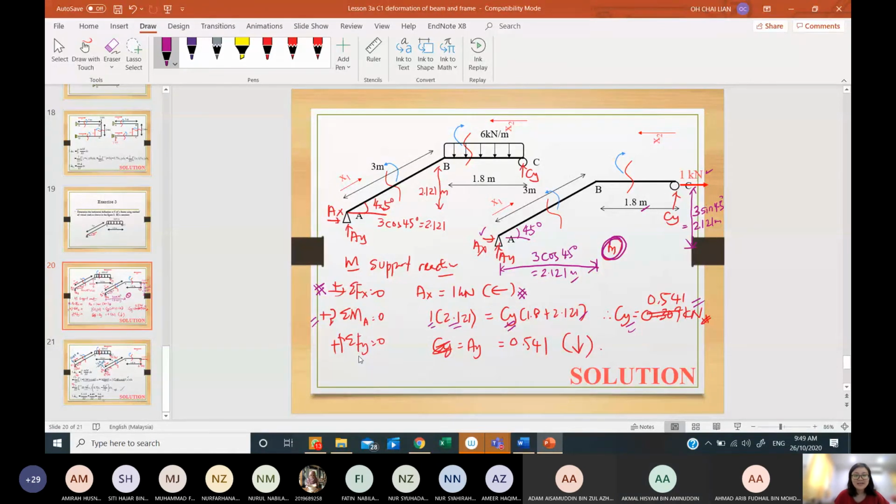Okay, so then the last step is the summation of Fy, because only Ay and Cy are left. So Ay must be equal to Cy, acting oppositely. Therefore Ay is also 0.541, but now acting at the downward side.